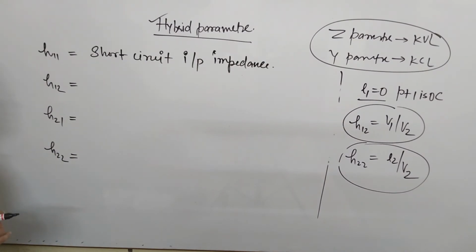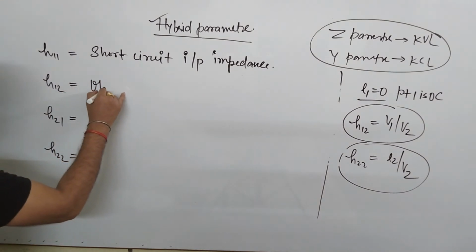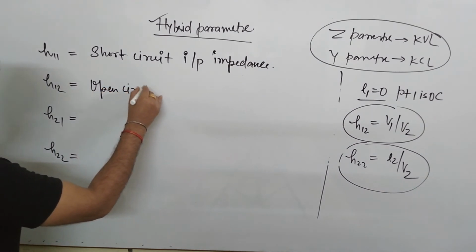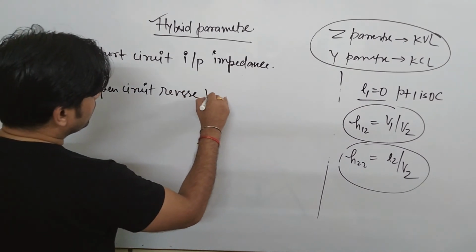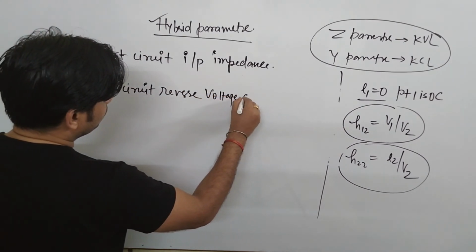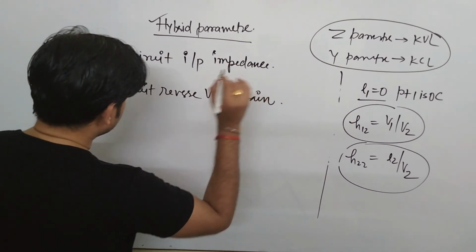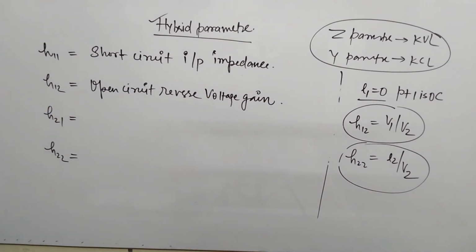The port was short circuited. Why? Because V2 was 0. So it is known as short circuit input impedance. This is about the H11. When you talk about the H12, it is open circuit reverse voltage gain. H12 is open circuit reverse voltage gain.